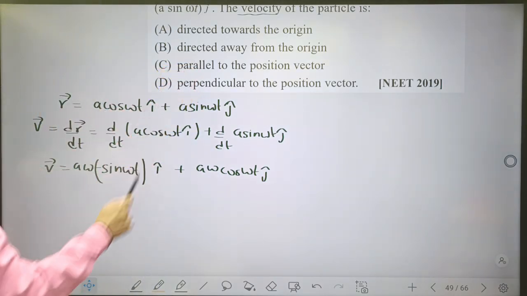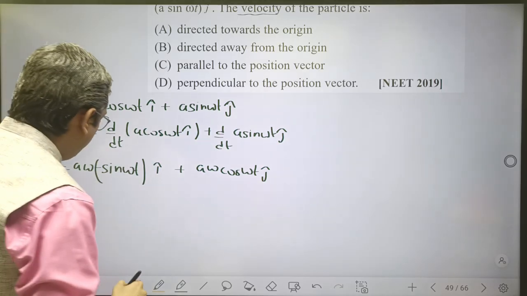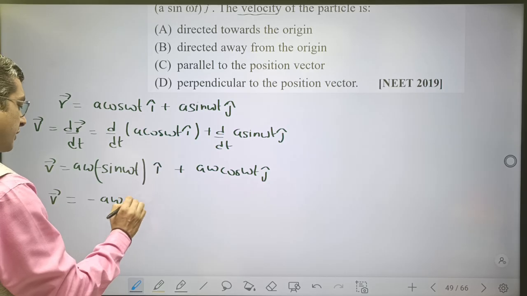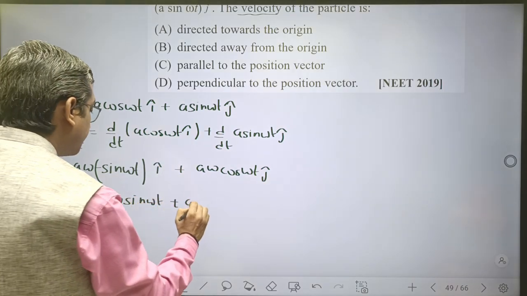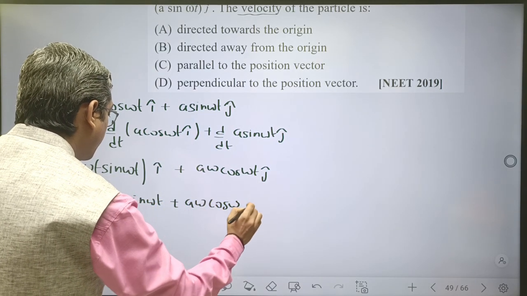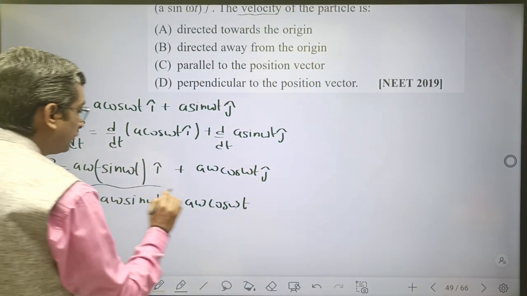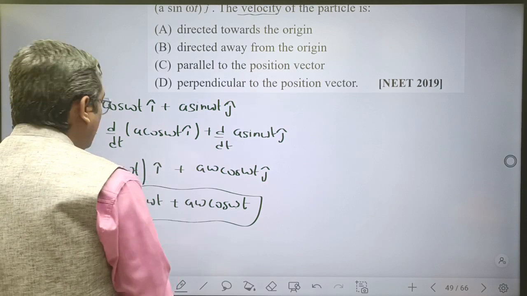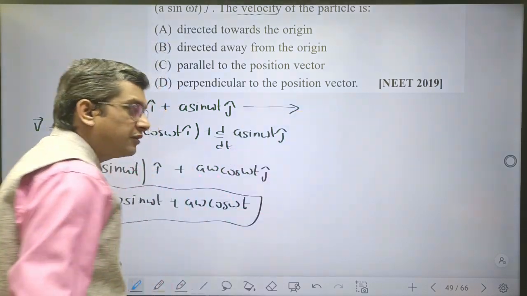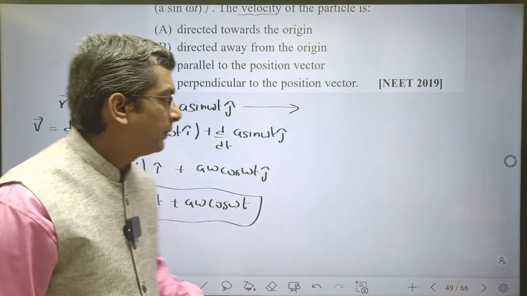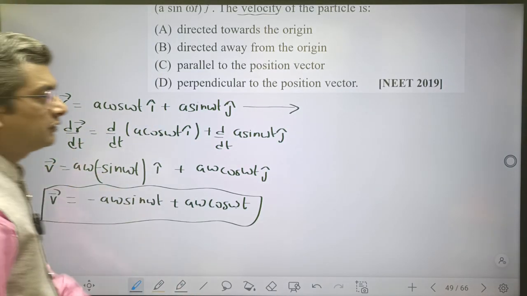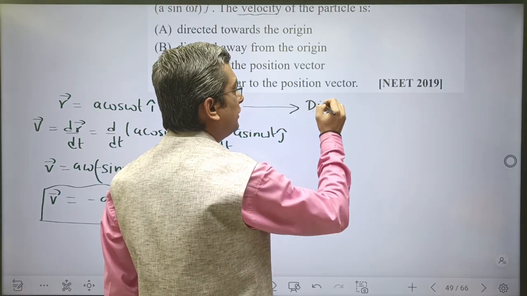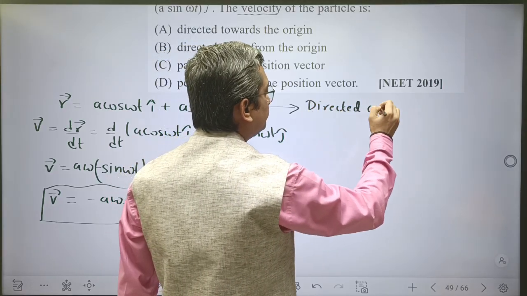The first option is directed towards the origin. Listen, first of all I am writing it, this is minus a omega sin omega t plus a omega cos omega t. So dear students, let us first comment on the earlier 30 minutes of this lecture where we have found the direction of the position vector. Since the direction of the position vector is always away from the origin, so it is directed away from the origin.